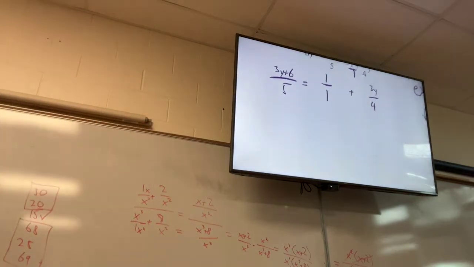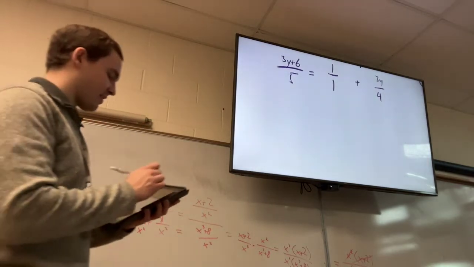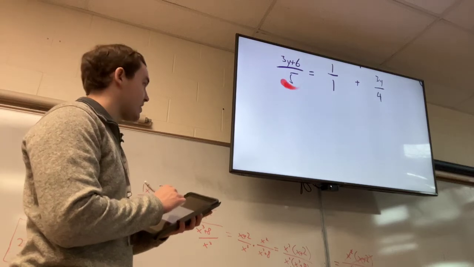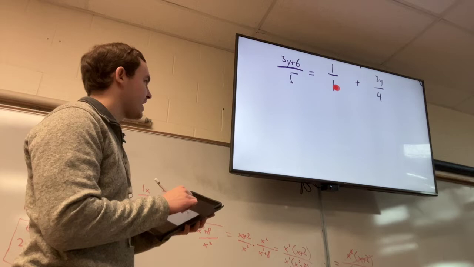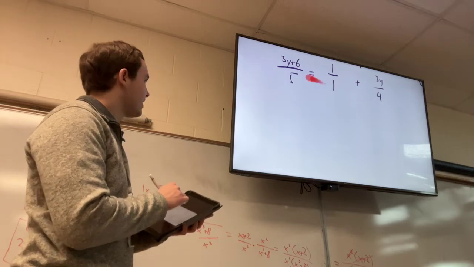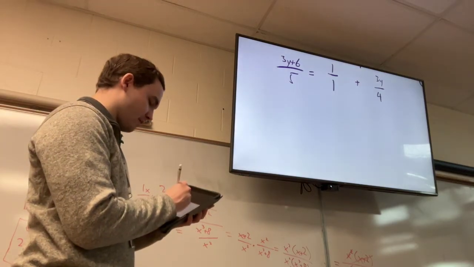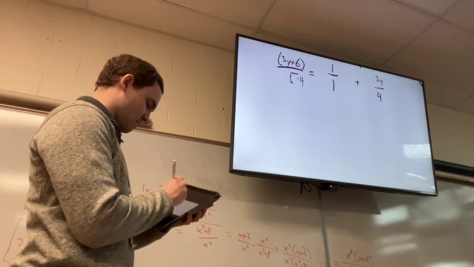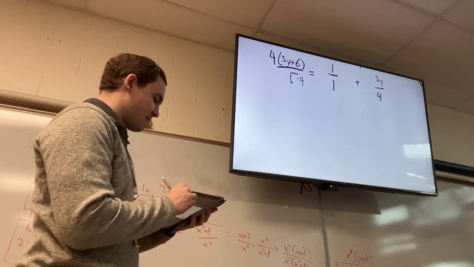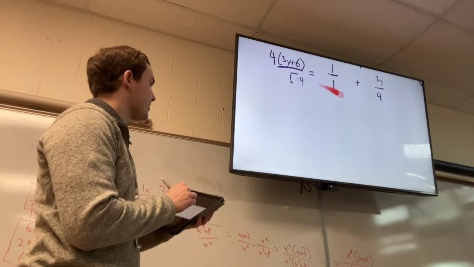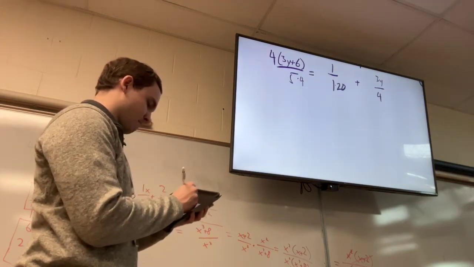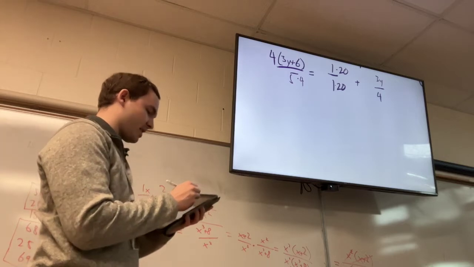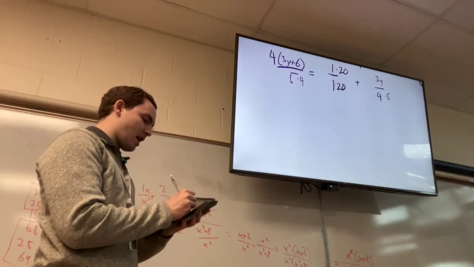So let's think about this. We need everything to have the same denominator, right? So what's my 5 missing here that the other denominators have? 4. It's technically missing a 1, but that doesn't really matter, so it's missing a 4. So we're going to multiply the top and bottom here by 4. What's my 1 missing here that my other 2 denominators have? 20. Yeah, 20. Okay, cool. Then what do I multiply the third one by? 5.